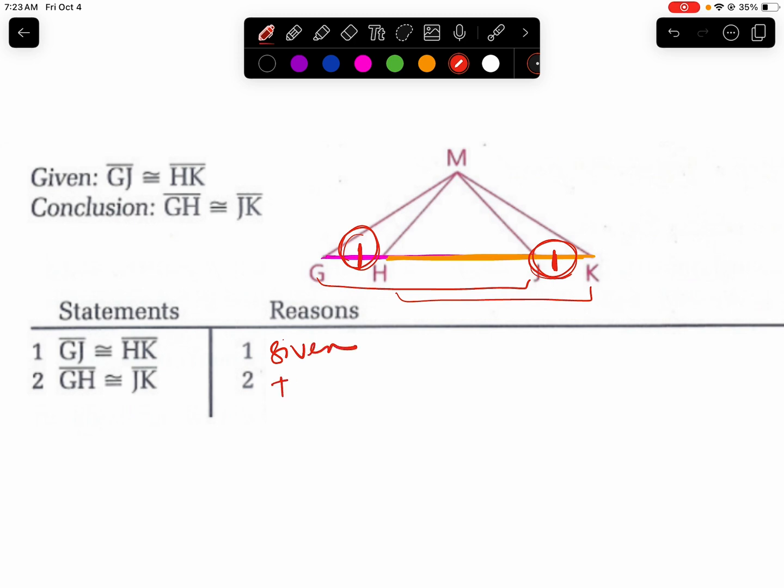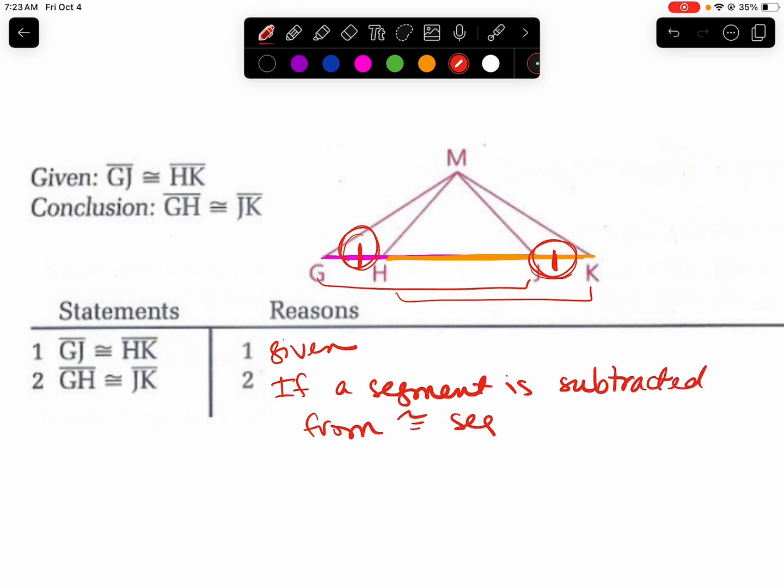The second reason for our statement: if a segment is subtracted from congruent segments, then their differences are congruent.